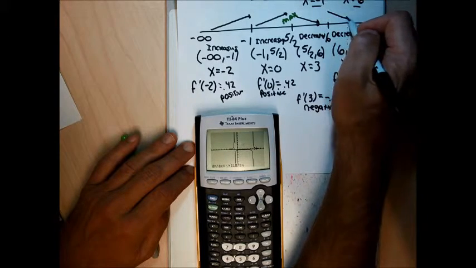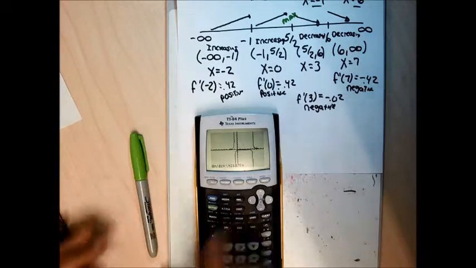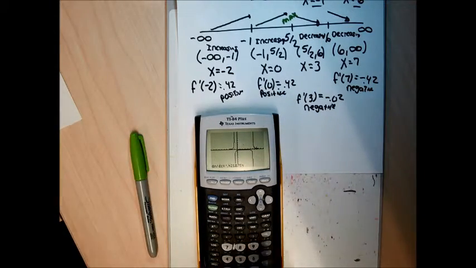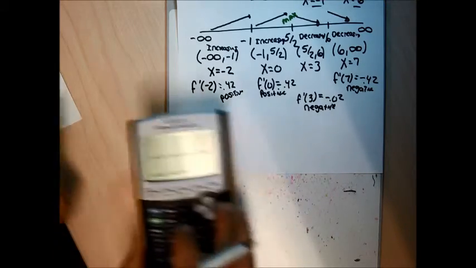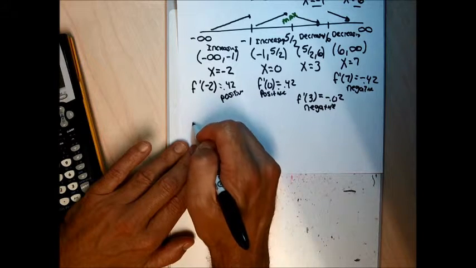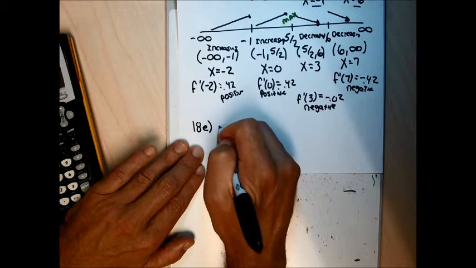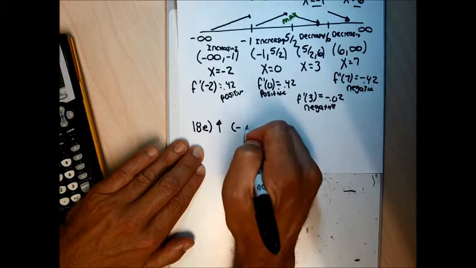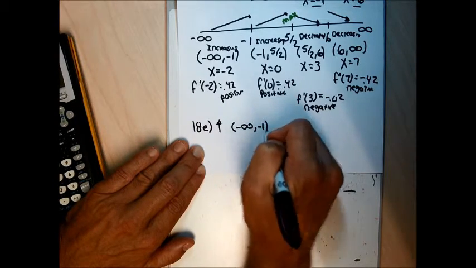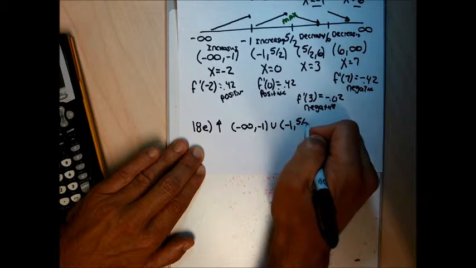So I write another decreasing arrow, and at 6 there isn't a maximum or minimum because you have to change directions into successive intervals to get a maximum or a minimum. So I'm about ready to answer most of problem 18E. For 18E, I'm going to say it's increasing in the intervals from -infinity to -1, and then again in the interval from -1 to +5/2.